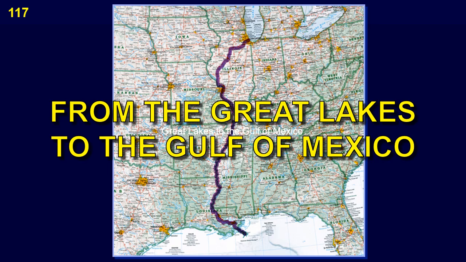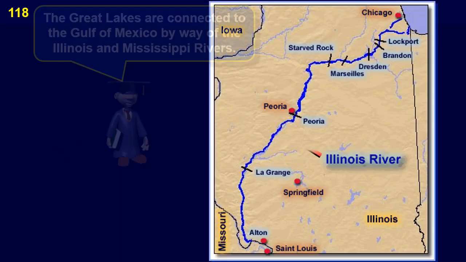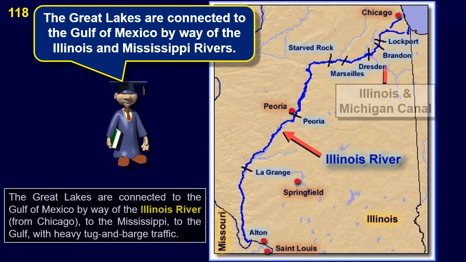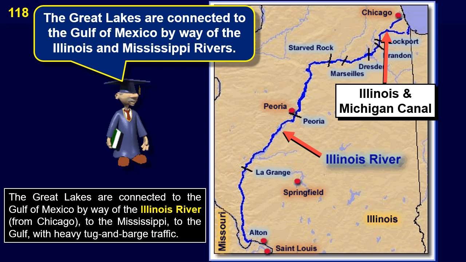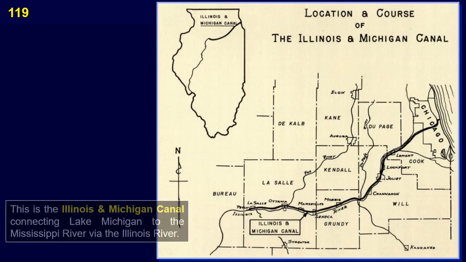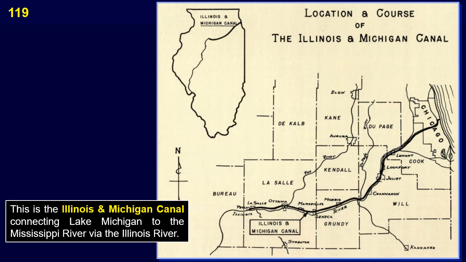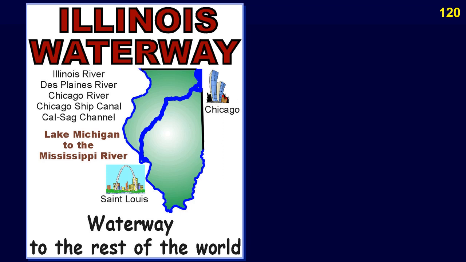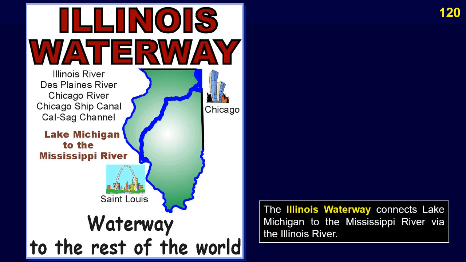From the Great Lakes to the Gulf of Mexico. The Great Lakes are connected to the Gulf of Mexico by way of the Illinois River, from Chicago to the Mississippi to the Gulf, with heavy tug and barge traffic. This is the Illinois and Michigan Canal, connecting Lake Michigan to the Mississippi River via the Illinois River. The Illinois waterway connects Lake Michigan to the Mississippi River via the Illinois River.